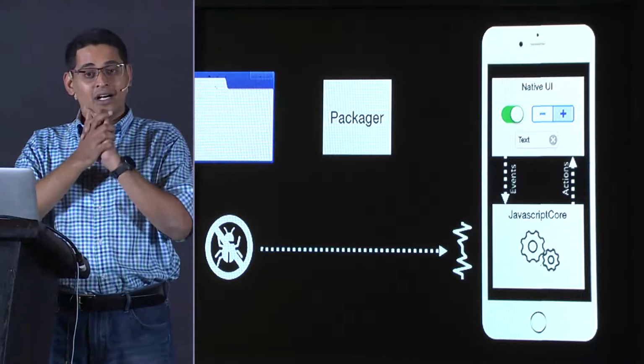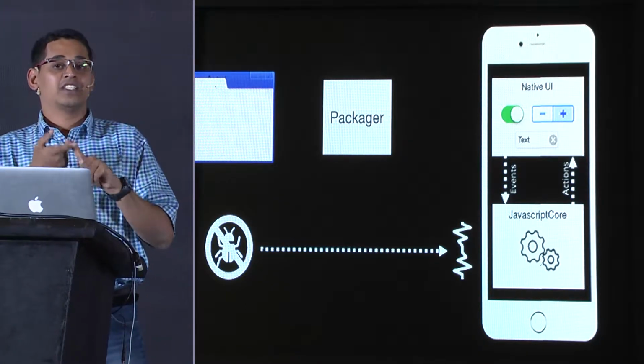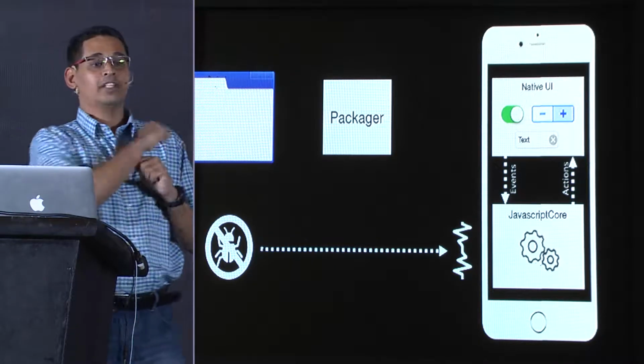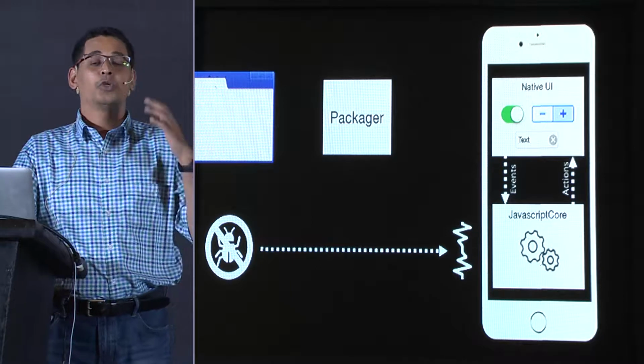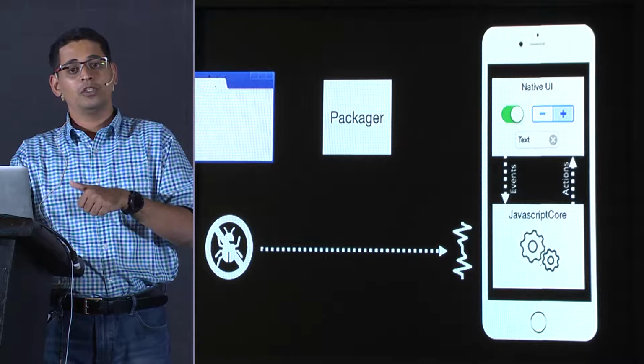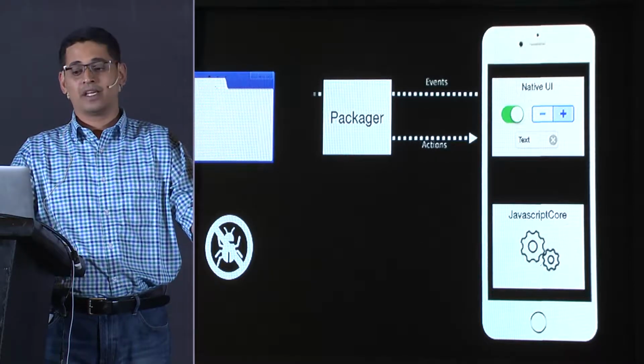So, you know what? JavaScript runs in JSC. Where else does JavaScript run? On Chrome, right? What if, instead of running during the debug mode, you switch from running JavaScript on the JavaScript core on the phone to Chrome through the packager?